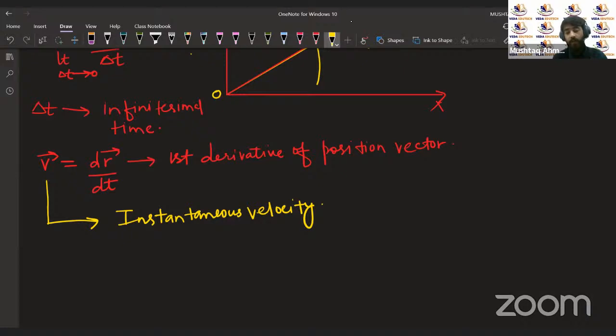But here, the position of the particle has changed by dr vector. So in this case, we define this velocity as instantaneous velocity, because the time interval is very small, an infinitesimal time interval which tends to zero. So the direction of this instantaneous velocity is tangential to the curve at point A.